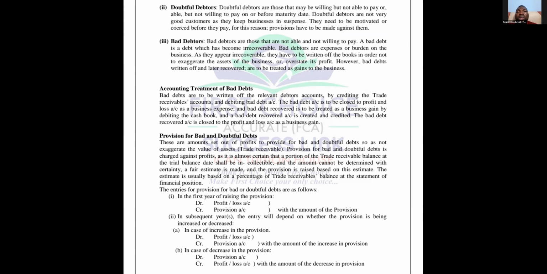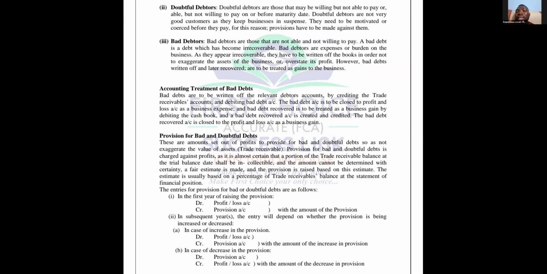So once the person pays you, your bank will receive it, so you debit your bank. You then credit your bad debt recovered. So bad debt recovered is a gain. That is the way we treat bad debt.